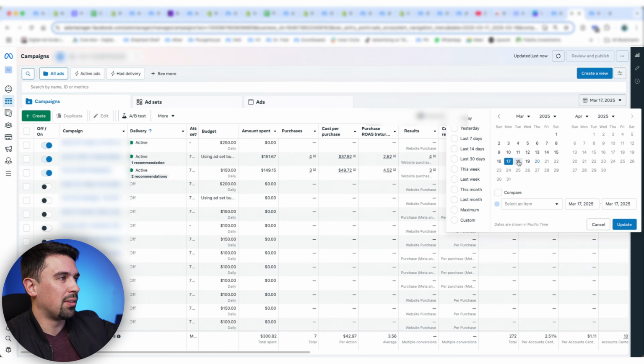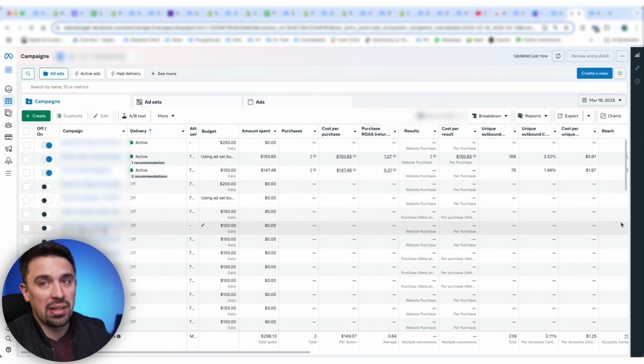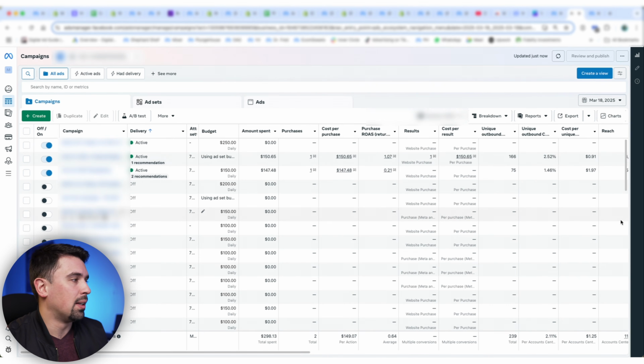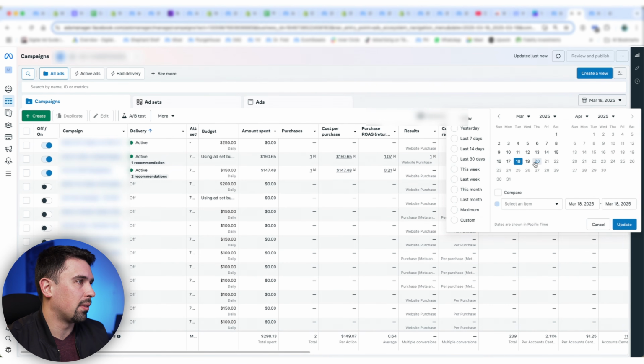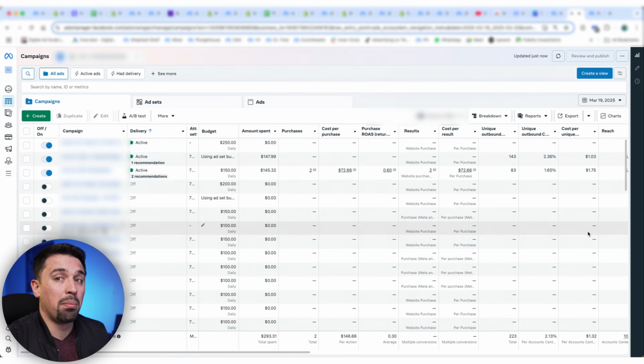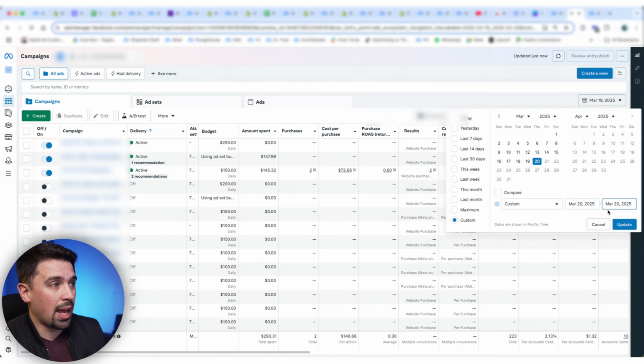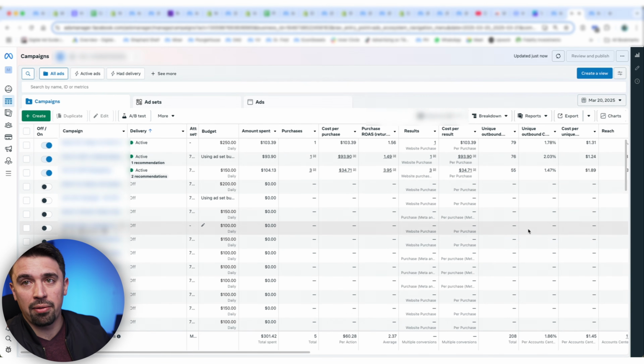Now what happens? 18th, 0.64. Okay, this is the pattern that I'm seeing across a lot of accounts in 2025. Now 19th, 0.3, even worse, we're going down. And then today, March 20th, 2.37, we're back to profitability. So you can see we're in the green zone, we're in the red zone. We're in the green zone.